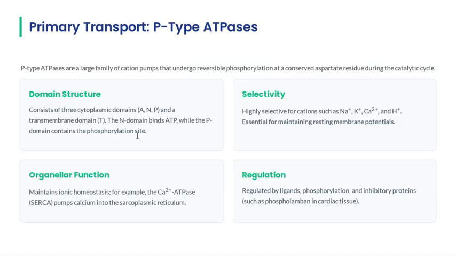Next, we have selectivity. Highly selective for cations such as Na+, K+, Ca2+, and H+. And then we have organelle function, which maintains ionic homeostasis. For example, the Ca2+ ATPase SERCA pumps calcium into the sarcoplasmic reticulum. And then we have regulation by ligands, phosphorylation, and inhibitory proteins such as phospholamban in cardiac tissue.